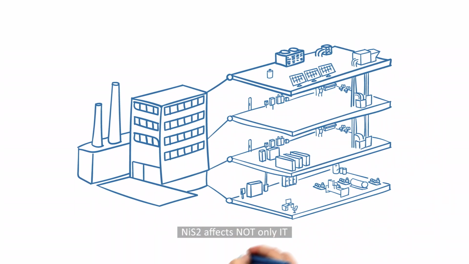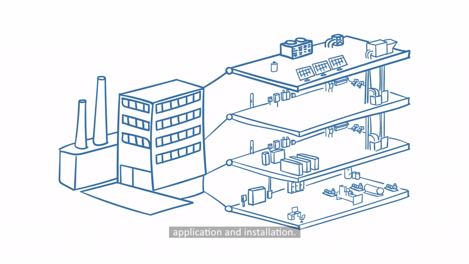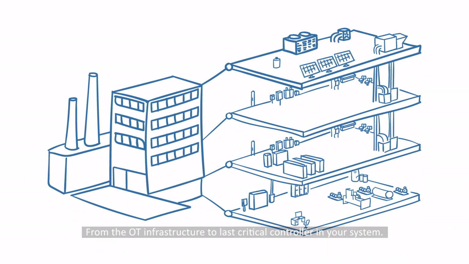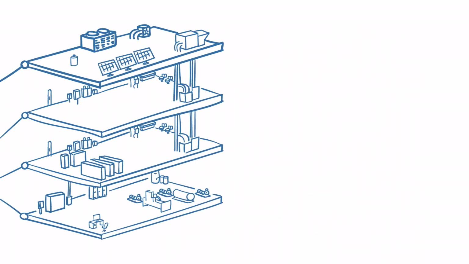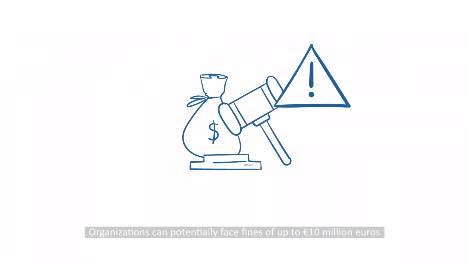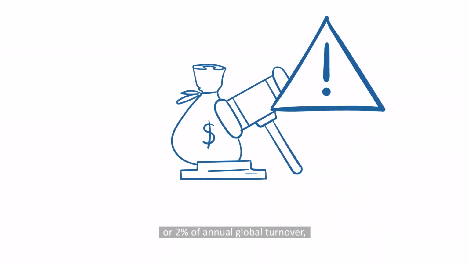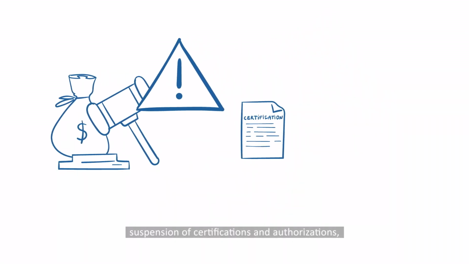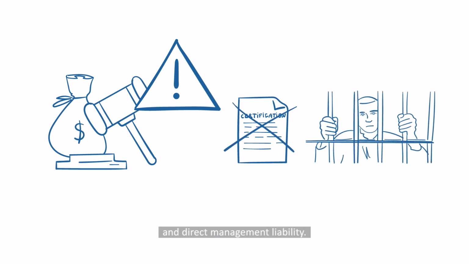NIS2 affects not only IT, but also all the critical production equipment, application, and installation, from the OT infrastructure to the last critical controller in your system. And the sanctions are severe. Organizations can potentially face fines of up to 10 million euros or 2% of annual global turnover, suspension of certifications and authorizations, and direct management liability.